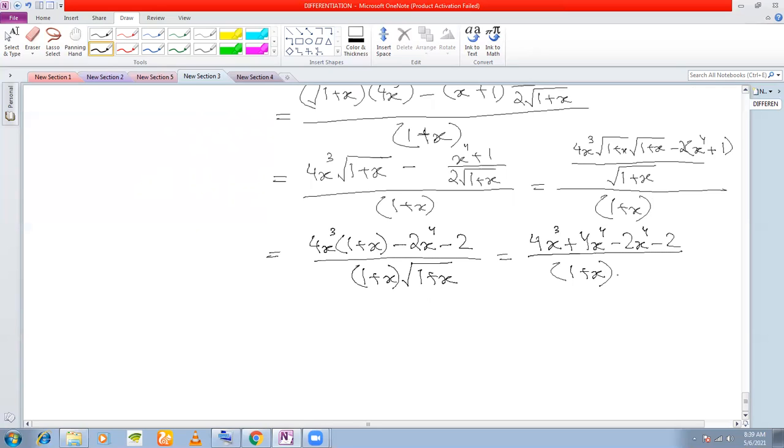You can keep it as root 1 plus x root 1 plus x, or what you can also do is, depending on what you will be applying, so that is why I'm simplifying it a little further, and I'm showing you all the ways of simplifying this. You can write this as 1 plus x to the power of half. So this is now, if you simplify the numerator, you will simply get 2x to the power of 4 plus 4x cubed minus 2. And 1 plus x into 1 plus x to the power of half is 1 plus x to the power of 3 by 2, and that is your answer. Any questions?